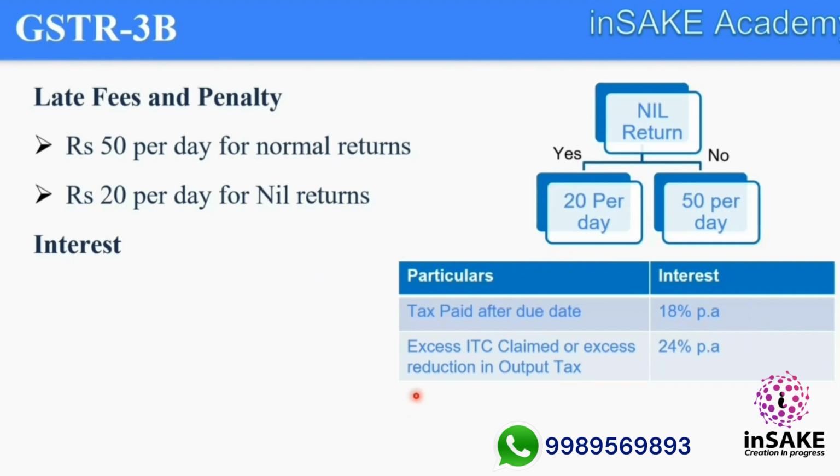And there is one more case: excess input tax credit was claimed beyond what was available in the ledger. For the excess ITC claimed, that is the excess reduction in output tax, 24% per annum has to be paid. So two interest rates apply to the GSTR 3B. One is 18% per annum, for tax paid after the due date, and the second is 24% per annum, for excess ITC claimed or excess reduction in the output tax.